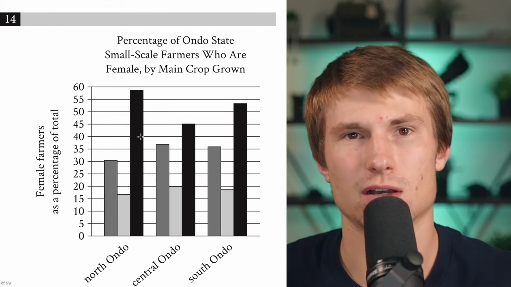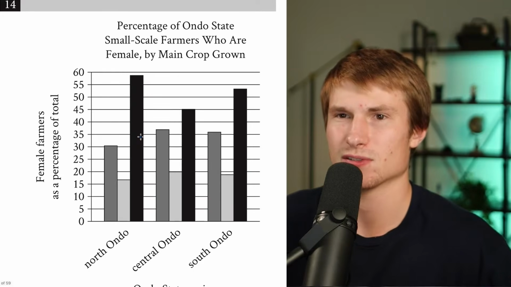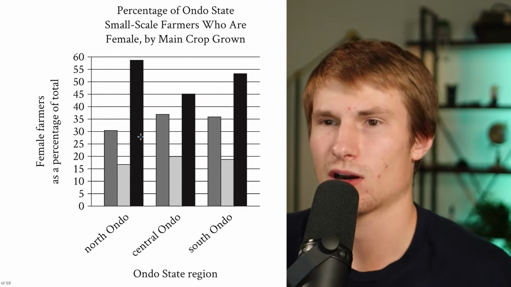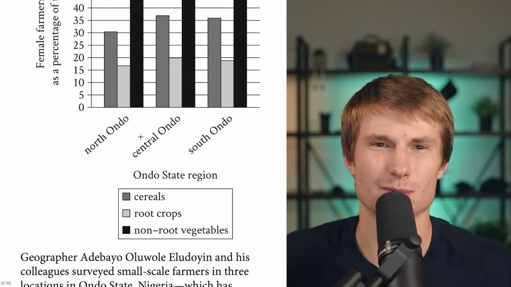Question: the graph shows the percentage of Ondo State small-scale farmers who are female by main crop grown. On the y-axis, female farmers as a percentage of total. And then on our x-axis are our bars. We have North Ondo, Central, South, with cereals, root crops, and non-root vegetables.